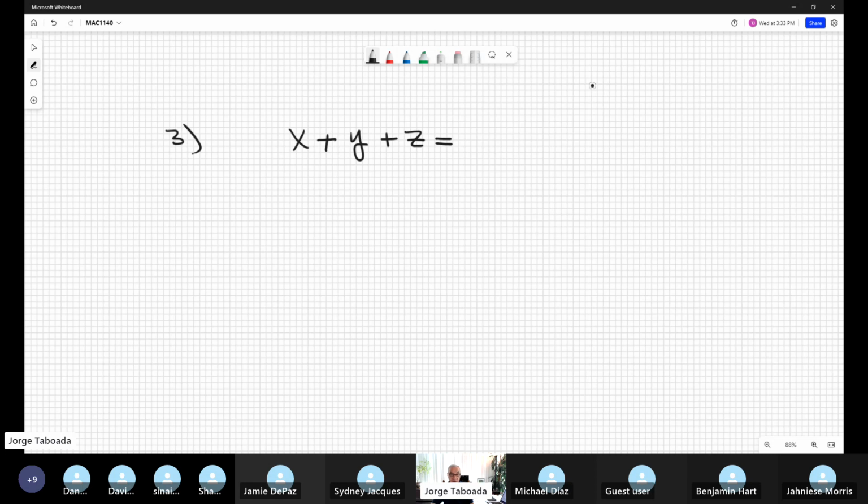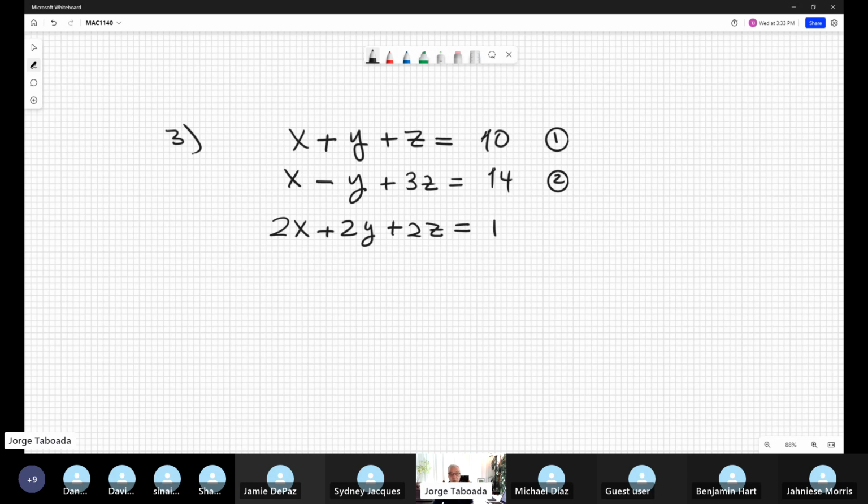X plus y plus c equal 10, equation 1. X minus y plus 3z equal 14, equation 2. And this is 2x plus 2y plus 2c equal 12, cool. This is my system. It's given in the problem. It's given in the test. I need to solve it.